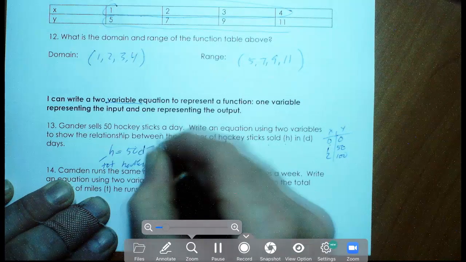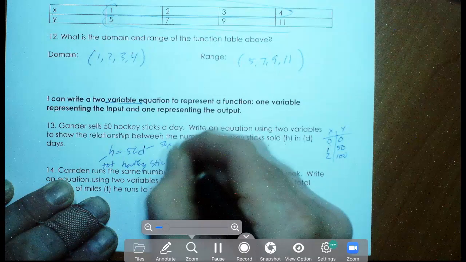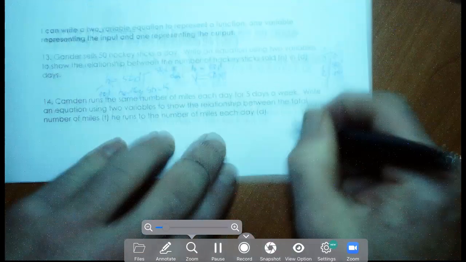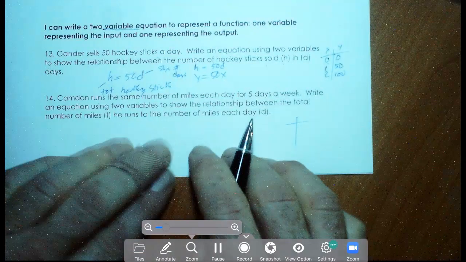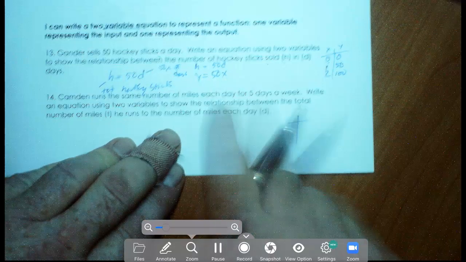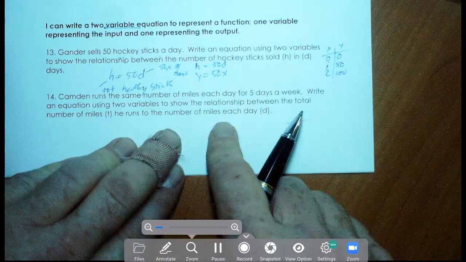And here's 50 times number of days. Sounds good. Alright, do the same thing here. I always start with that little XY table. Camden runs the same number of miles each day for 5 days a week. Write an equation using two variables to show the relationship between the total number of miles he runs and the number of miles he runs each day.